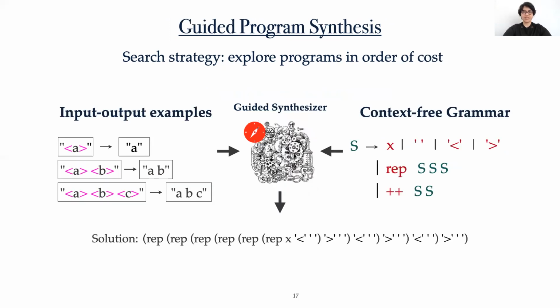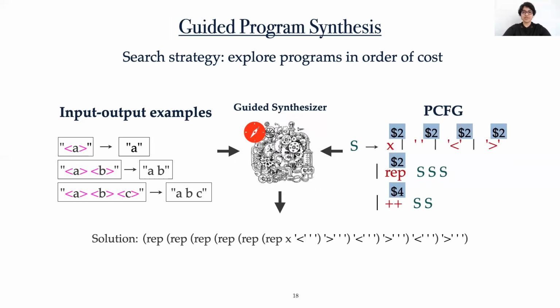So in guided program synthesis, instead of using a context-free grammar, the synthesizer uses a probabilistic context-free grammar or a PCFG. For our purposes, a PCFG is just a context-free grammar where each production is associated with a natural number cost. Since this PCFG assigns a lower cost to replace than to concat for the given problem, the synthesizer only has to explore 130,000 programs instead of 30 million and finds the solution much faster.